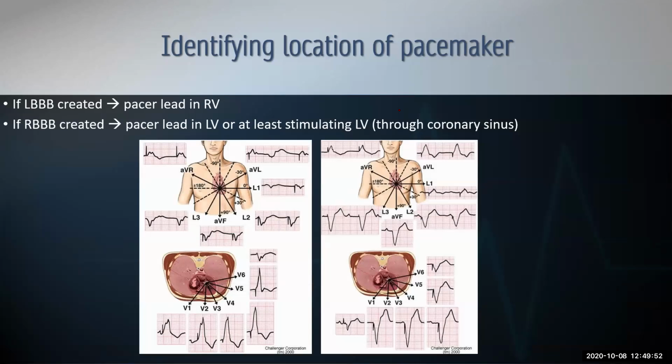If a right bundle branch block is created, then the pacer lead is in the left ventricle because that got stimulated first and then eventually got to the right ventricle. Or it's at least stimulating through the left ventricle. So maybe they did it through a coronary sinus. So hopefully that kind of makes sense.